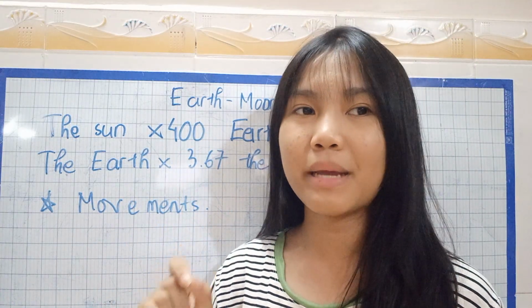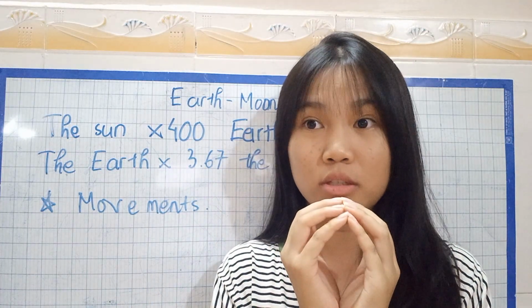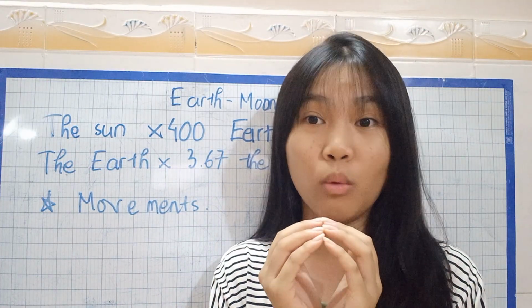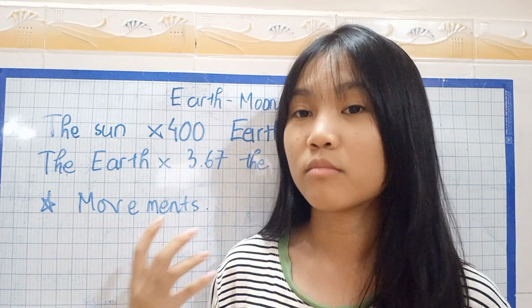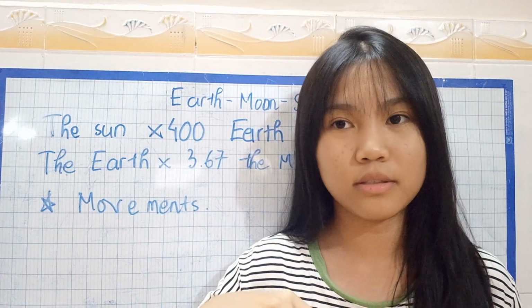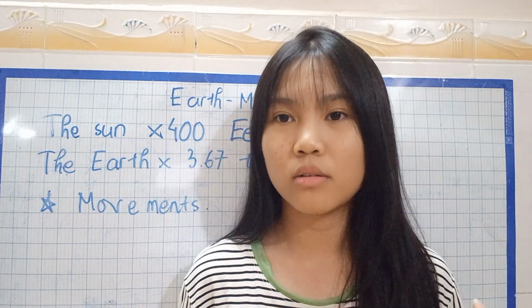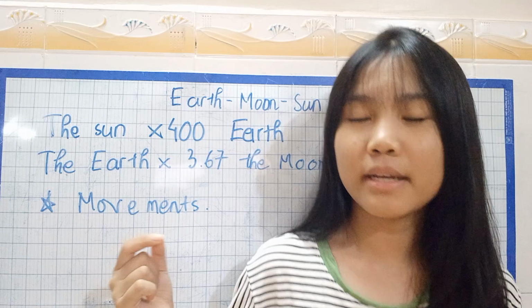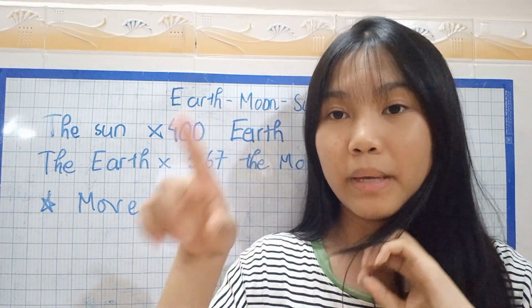Now, let's come to the movements of these three things. The sun is basically the very center of the solar system. So you know how it is, right? It stays right here, right in the middle of the solar system. So it really doesn't move a lot. But here comes the Earth. The Earth follows the orbit of it.